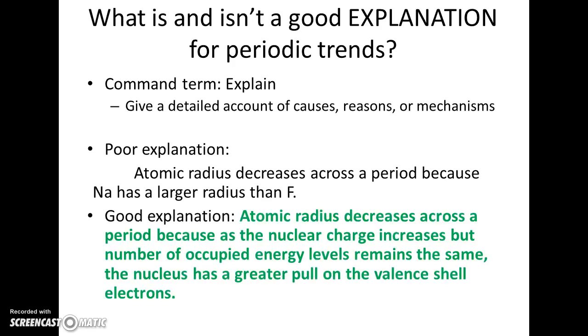So here's a better explanation. Atomic radius decreases across a period because as the nuclear charge increases, but the number of energy levels remains the same, the nucleus has a greater pull on the valence shell electrons. Okay, so try the practice that's on Blackboard. The key is up there as well. And make sure that you have this stuff down. If you need help, please come and see me. That's no trouble at all. And then we will move on.